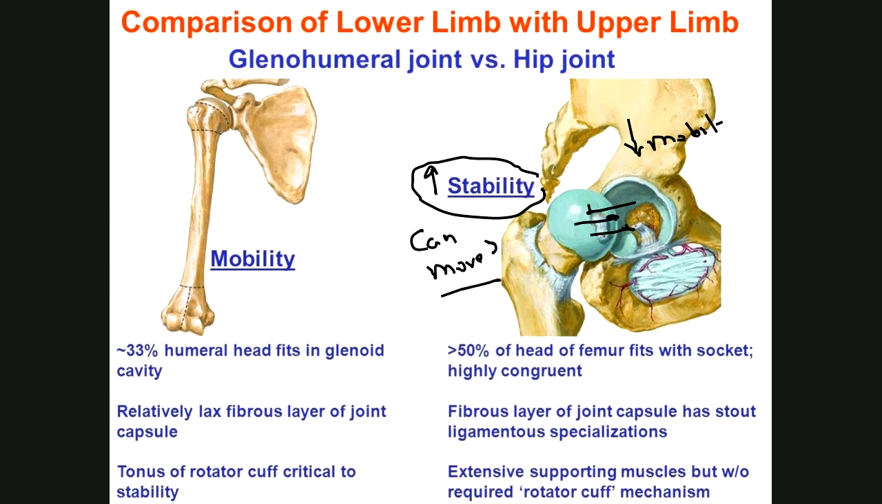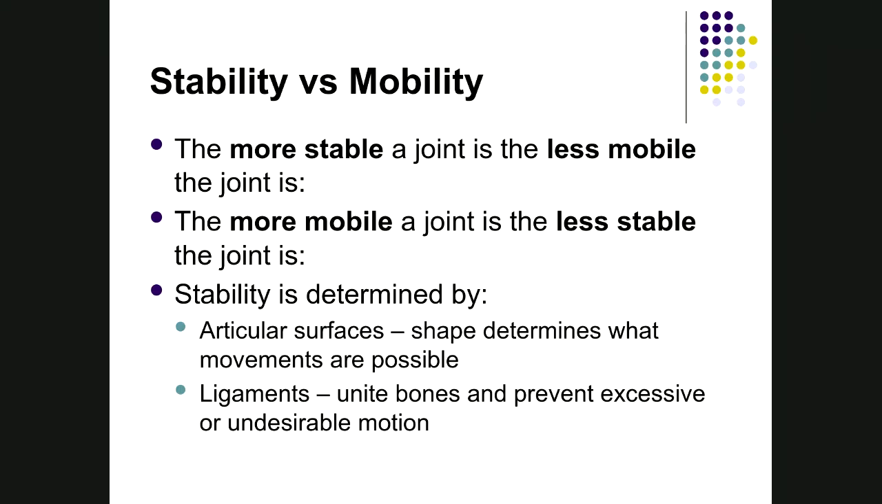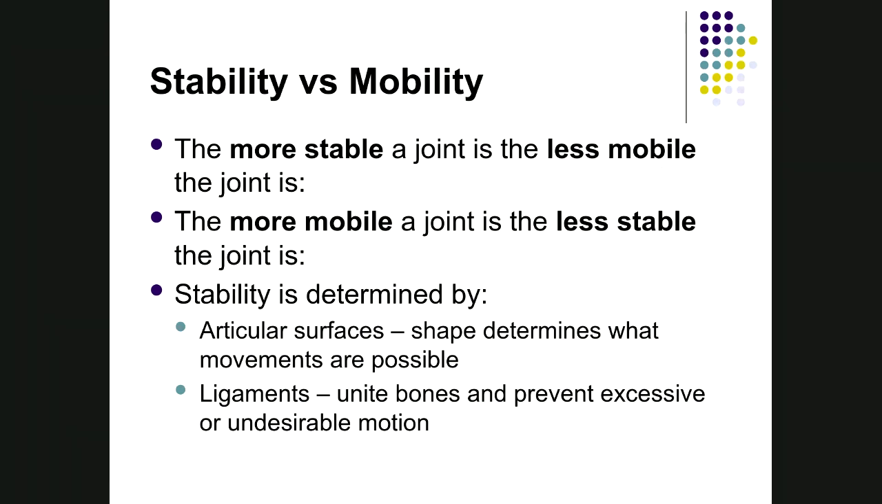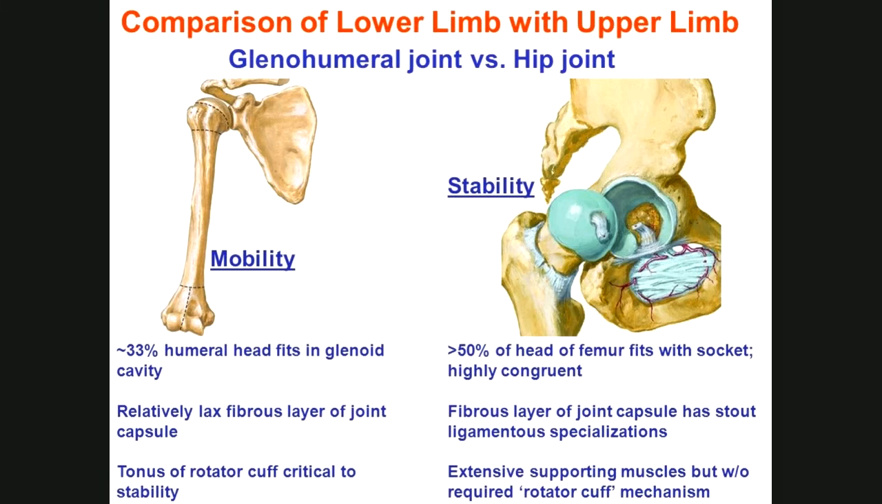So again, these things are opposite. Stability and mobility are opposite. If you get one, you lose the other. If you gain this one, you lose this one. So the more stable a joint is, the less mobile it is. And the more mobile it is, the less stable it is. Well, what determines how mobile and stable joints are is the shapes of the bones and then the strength and the tightness of the ligaments. Any questions about that?